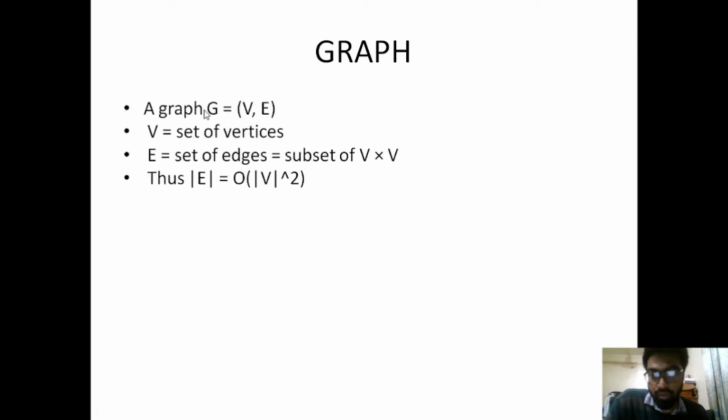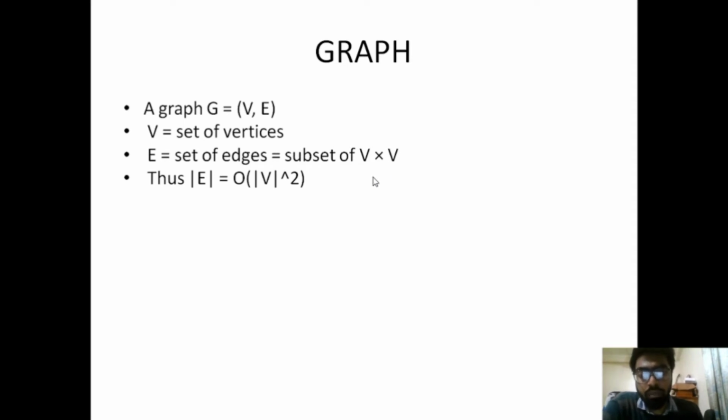A graph contains V and E. V is for the set of vertices and E is for the set of edges. So E is a subset of V times V. What is V times V? V times V is the maximum number of edges.